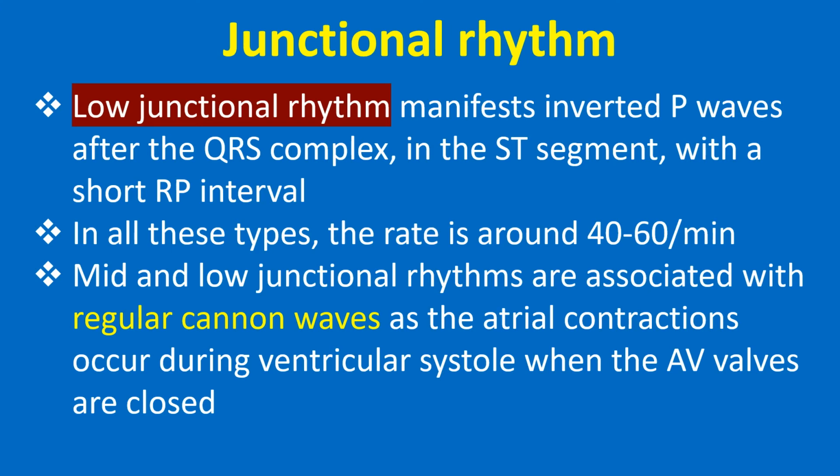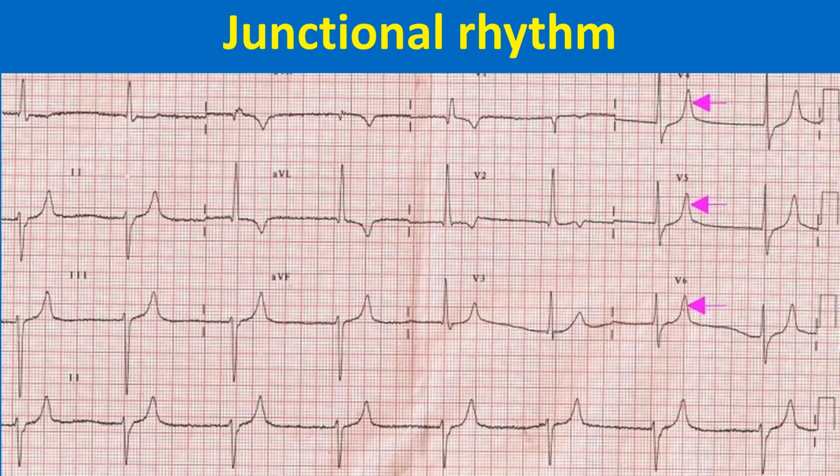Mid and low junctional rhythms are associated with regular cannon waves as the atrial contractions occur during ventricular systole when the AV valves are closed. This ECG shows a slow regular rhythm with a ventricular rate of around 43 per minute. Though there are some baseline artifacts, no definite P waves or fibrillary waves are seen.